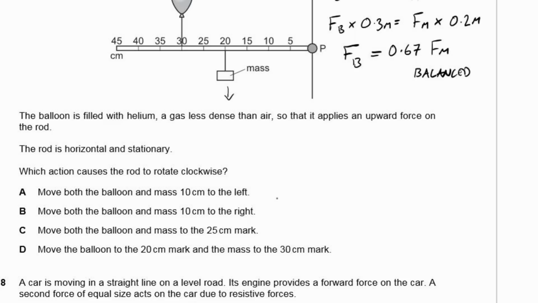A, move the balloon and mass 10 centimeters to the left. Well, let's see what would have to happen for it to be balanced, because balancing makes our lives easier. So for it to be balanced, the force from the balloon would have to be equal to, everything's moving 10 centimeters to the left, so the mass is now at 30 centimeters, 0.3. The balloon is at 40 centimeters, 0.4, times the force from the mass. So that's 0.75 times the force from the mass for it to balance.